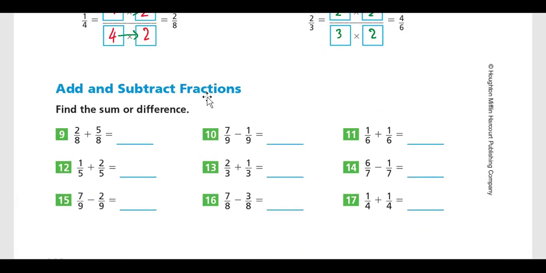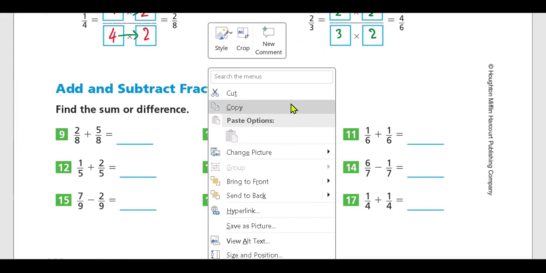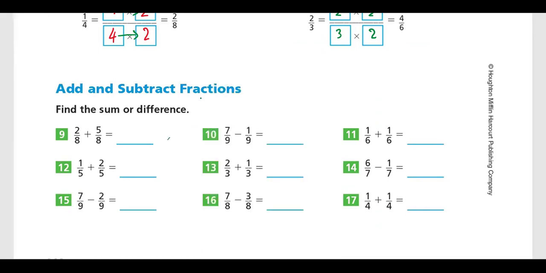Now we need to add 2 fractions with the same denominator. For 2 fractions with the same denominator, we write the denominator down, one of them, 8, and add the numerators only, 2 and 5. So 2 plus 5 is 7. So our answer is 7/8. Also for subtraction with the same denominator, write one of them down, and 7 minus 1 is 6.